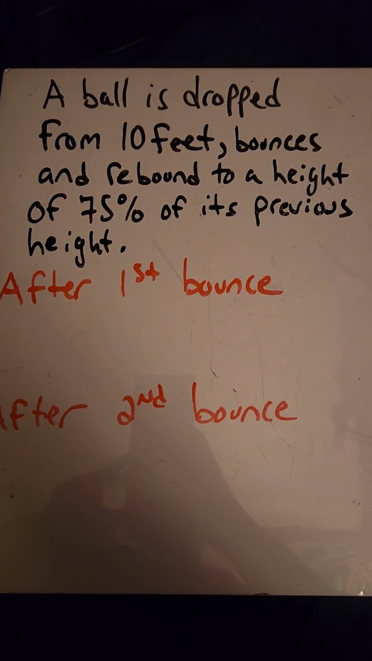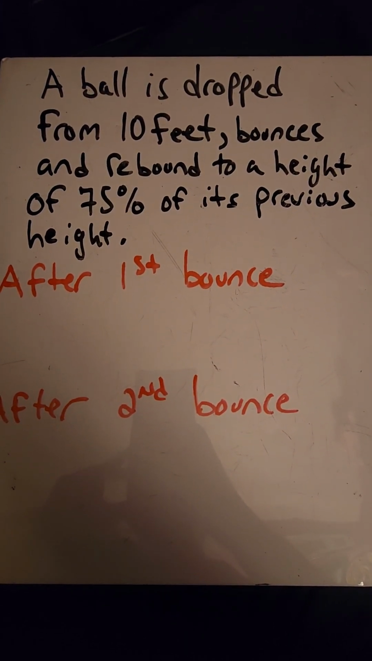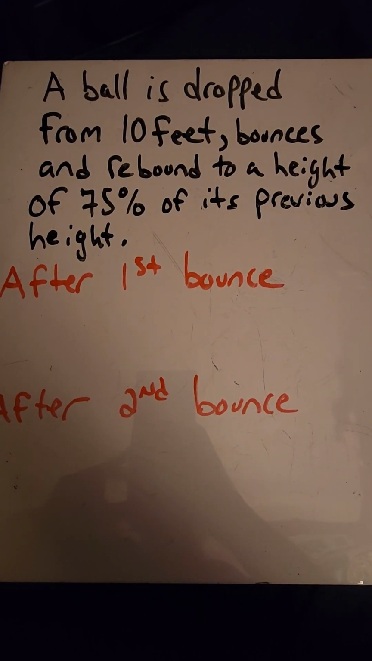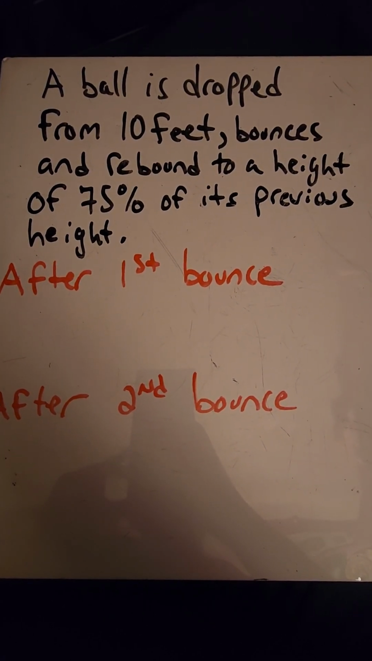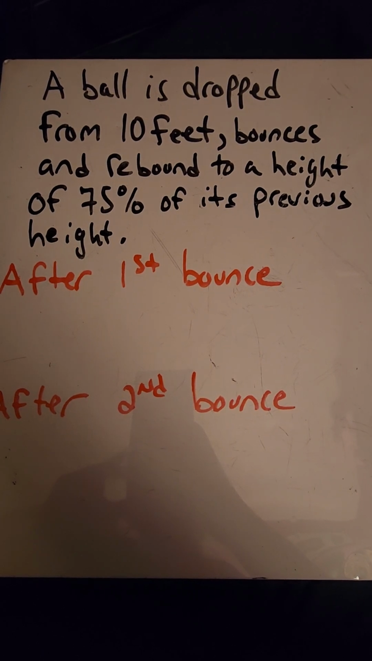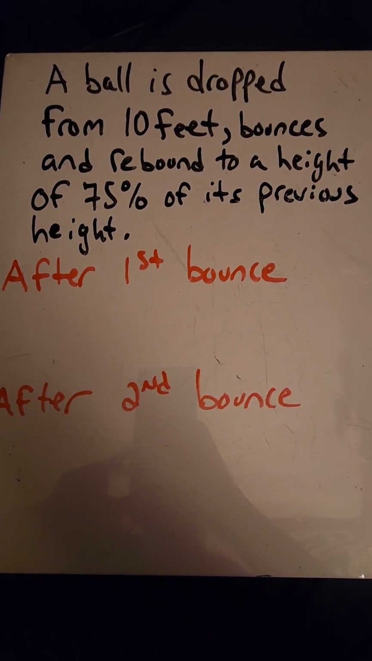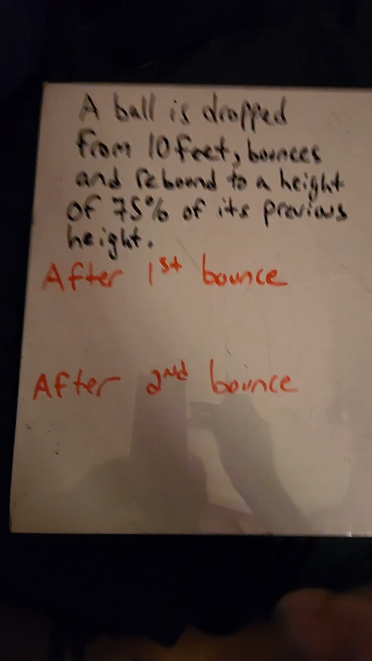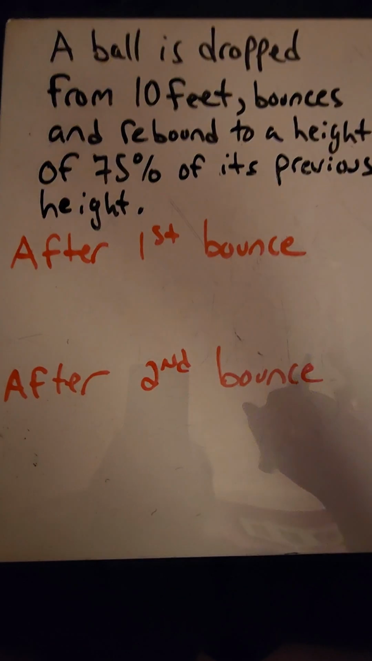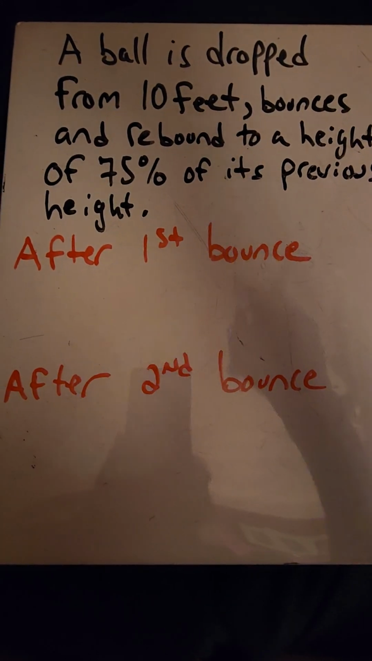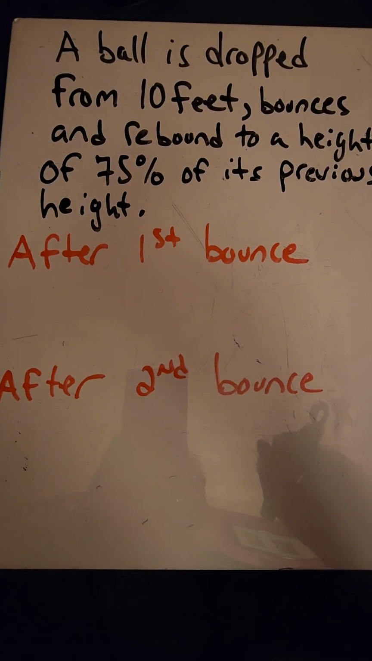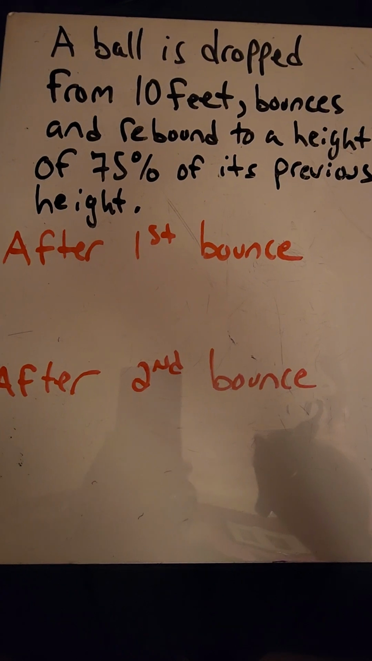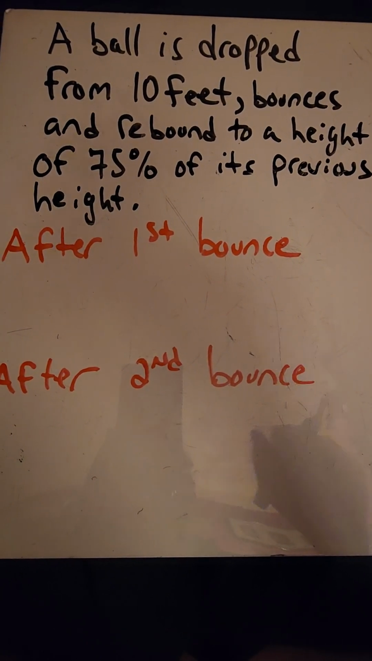Okay, here's one of the geometric sequence problems. A ball is dropped from 10 feet in the air. It bounces and rebounds to a height 75% of its previous height. So initially, it's going to start 10 feet above the ground. So that's the initial distance above the ground, 10 feet.